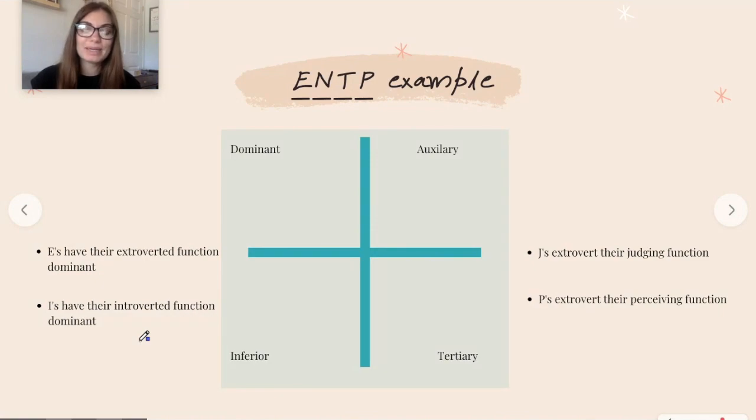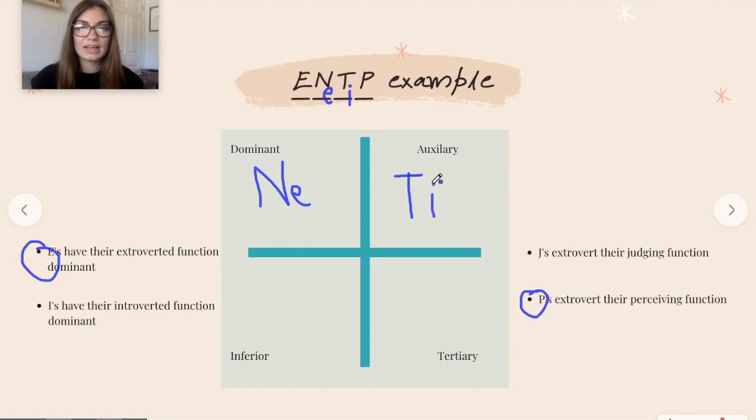Let's try the ENTP. So this is a P. So they're going to extrovert their perceiving function. So that means they'll introvert their judging function, their decision-making function. And since they are an extrovert, the extroverted one is their dominant function. So they've got NE as their dominant, and they've got TI as their auxiliary. So we just plopped those in right there.